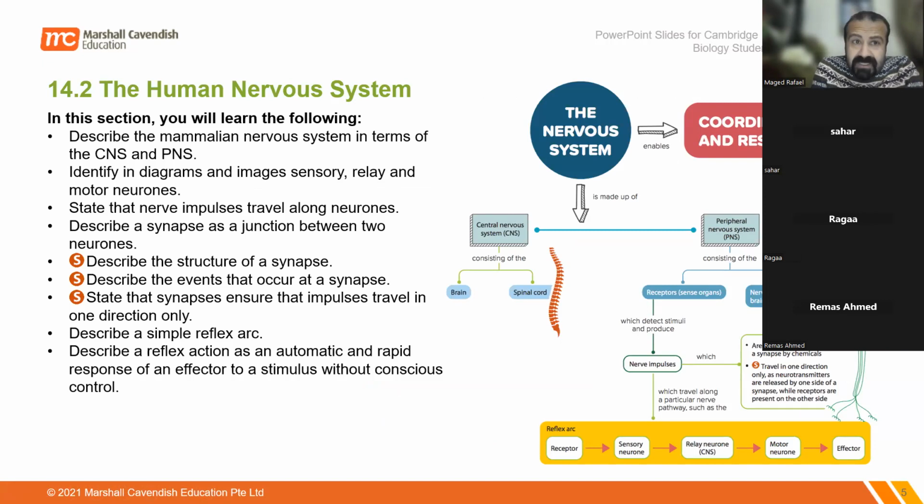Okay? In this part, in the human nervous system, we have to understand the different types of nervous system: central nervous system and peripheral nervous system. We have to differentiate between different types of nerve cells. We have to understand also how signals will be transmitted from one cell to another cell. Neurons are not connected. Nerve cells are not connected.